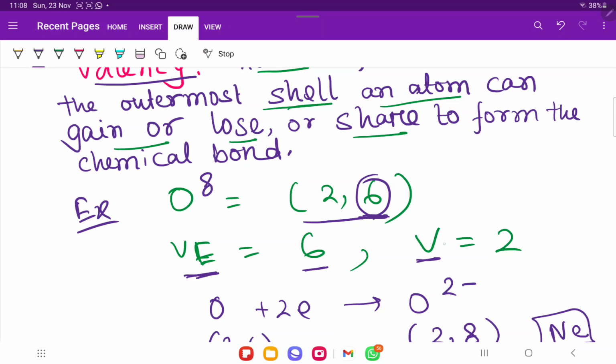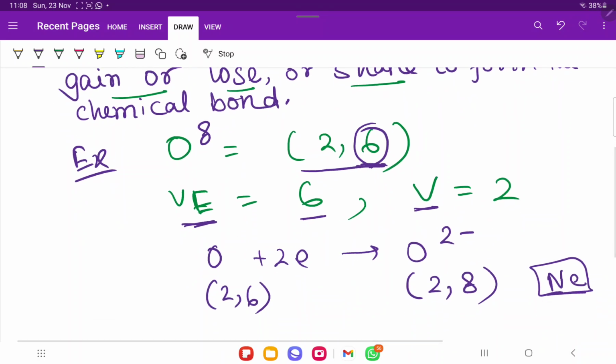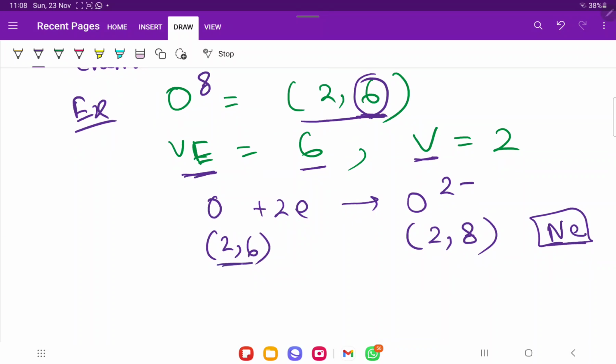Now what will be the valency? Valency is basically the electrons needed to get the inert gas like configuration. So for oxygen, it needs only 2 electrons in the outermost orbital, right? Then only it will have 8 electrons, and then it will have the configuration like the inert gas neon. Because oxygen has the configuration 2 and 6, if it gets 2 electrons, then what will happen?